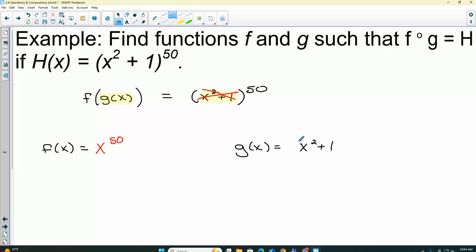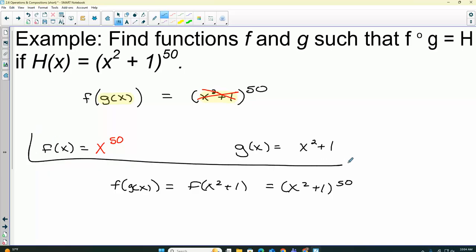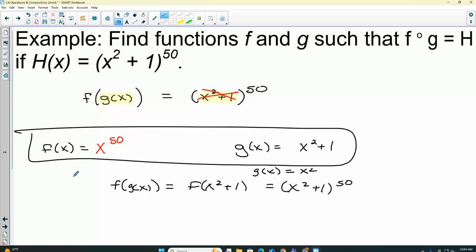If you do f composed with g, if I take f of g of x, you get f of the x squared plus 1, and that is x squared plus 1 to the 50th. So you can always check yourself on those. There are other answers you could have done. You could have said g of x had just been x squared, and then f of x would have been x plus 1 to the 50th. So there's not just one answer, you just have to have one answer that works.